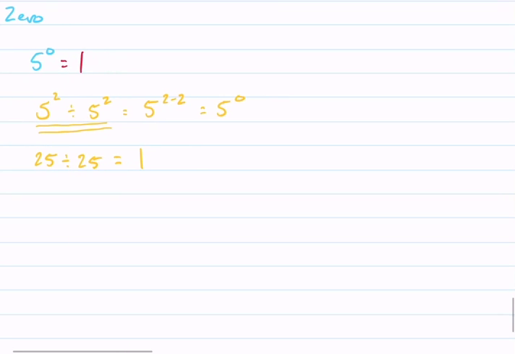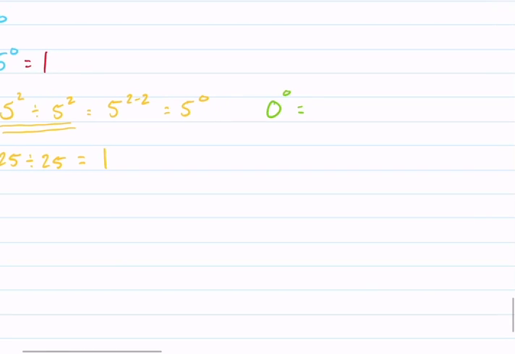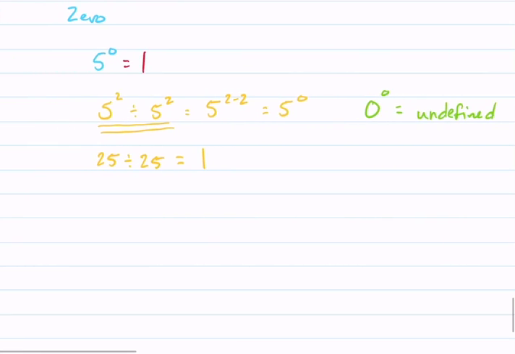Now, another exception to this rule is, I'll do this one in green, 0 raised to the 0. This does not have an answer. In math, we just say that it's undefined. We can't find an answer. So if you ever see 0 raised to the 0, there's not a solution. Undefined, no solution.